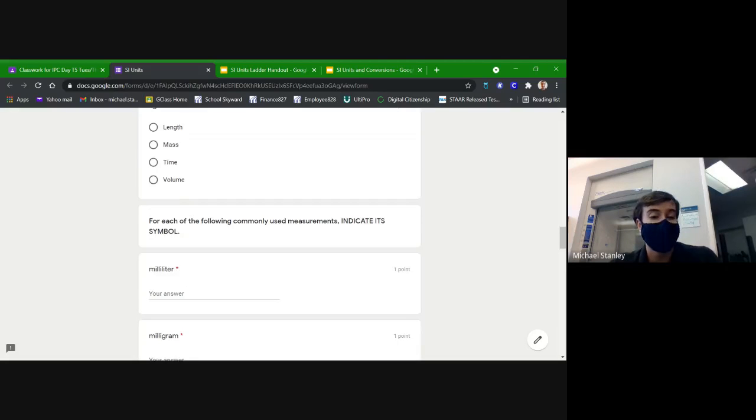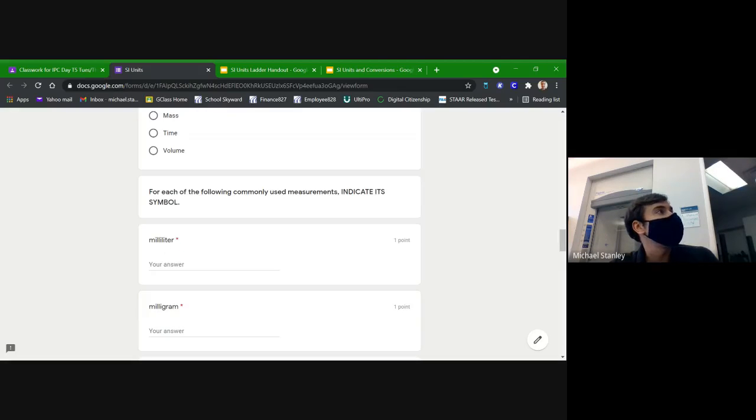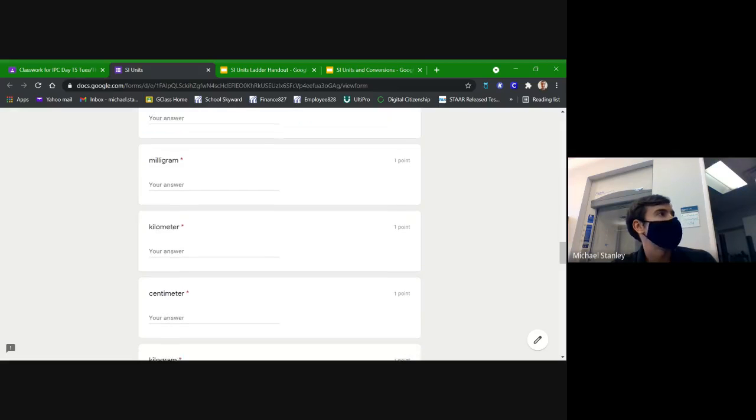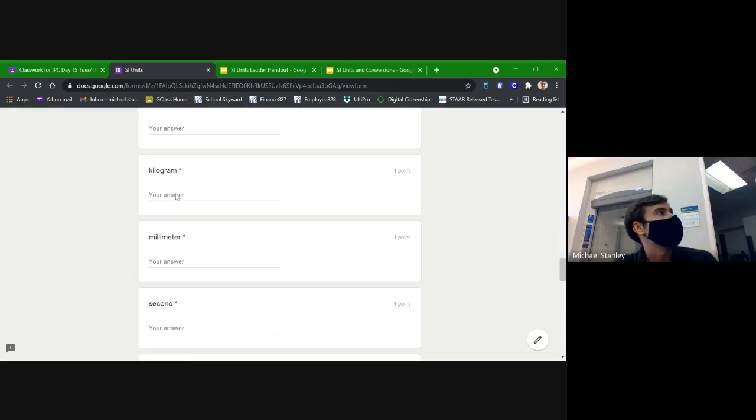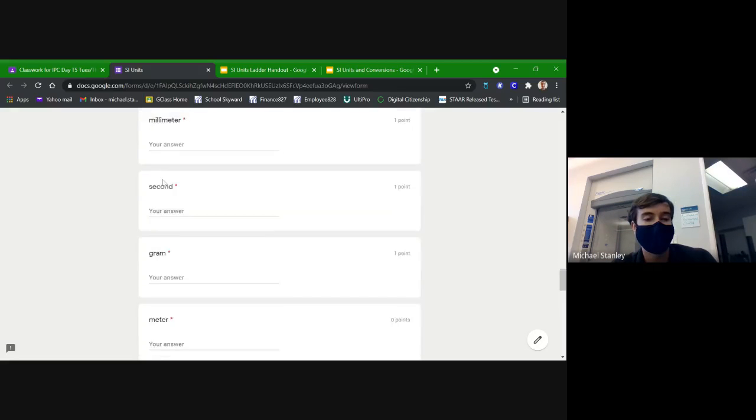Then there's a little bit of a flip version of that where I give you the name of the measurement, and I want you to tell me the symbol. So like, is milliliter represented by kg or L or mm? And then same for milligram and centimeter and kilogram and all that good stuff. So just write that 1 or 2 letter symbol that represents the measurement.